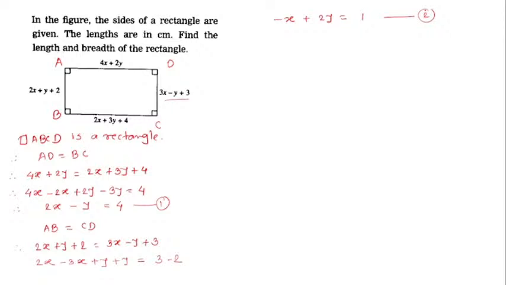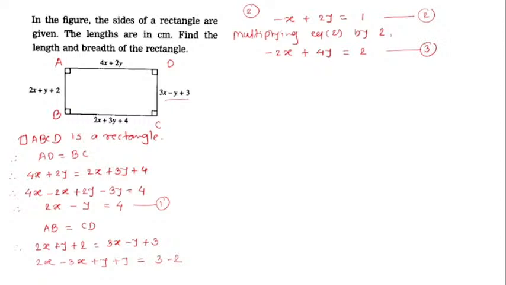So we get these two equations, which are simultaneous linear equations in two variables. Now we have to make the coefficient of one of the variables the same. Let's make it the same for x. In equation 2 the coefficient of x is 1, and in equation 1 it is 2. So we have to multiply equation 2 by 2. Multiplying equation 2 by 2, we get 2 into minus x, that's minus 2x, plus 2 into 2y, 4y, is equal to 2 into 1, 2. This is equation number 3.